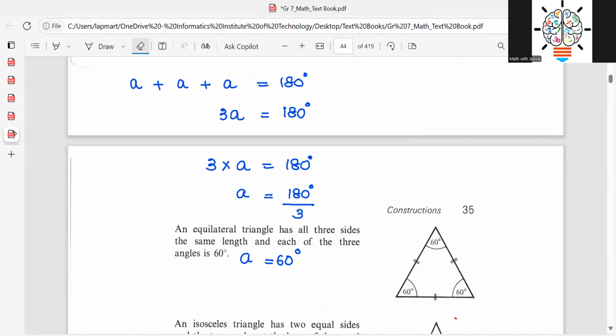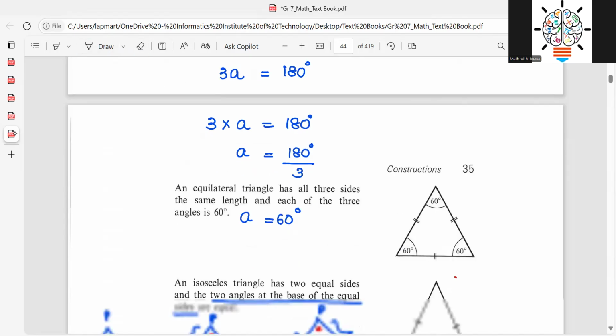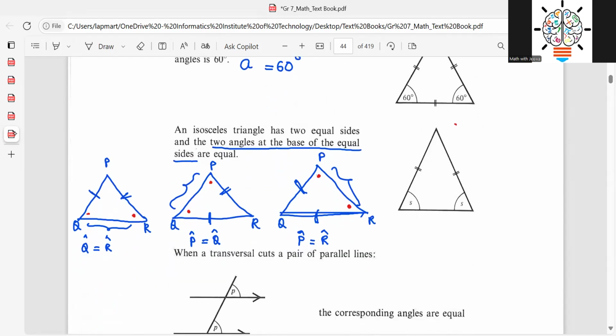So what's the learning outcome from this? If it is a triangle where all the 3 sides are equal, we name it an equilateral triangle. In an equilateral triangle, all the 3 sides are equal to each other and each angle will be 60 degrees, right? So then we will move to the next type, that is the isosceles triangle.